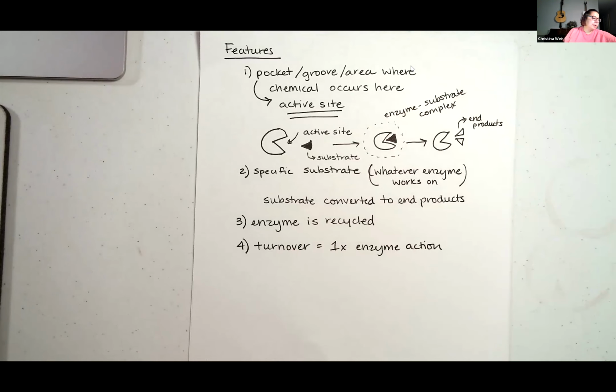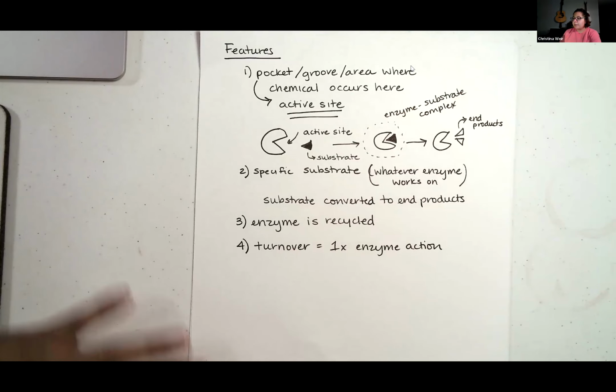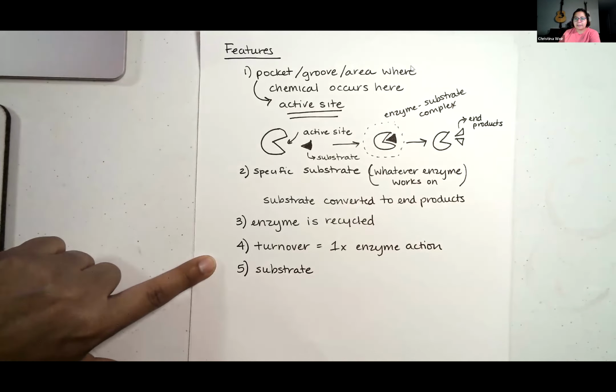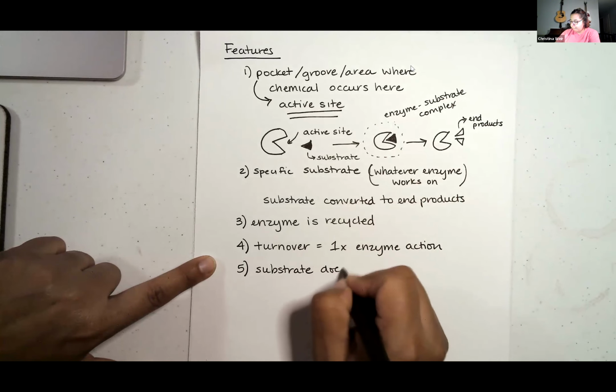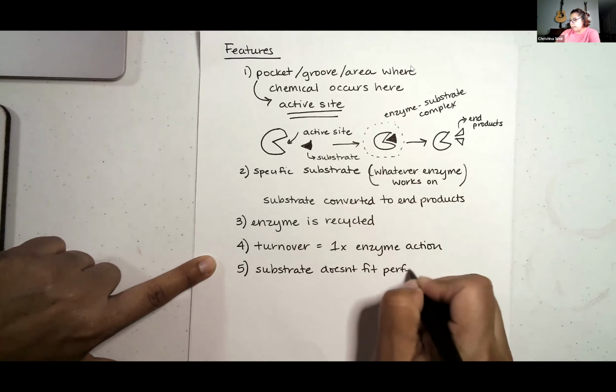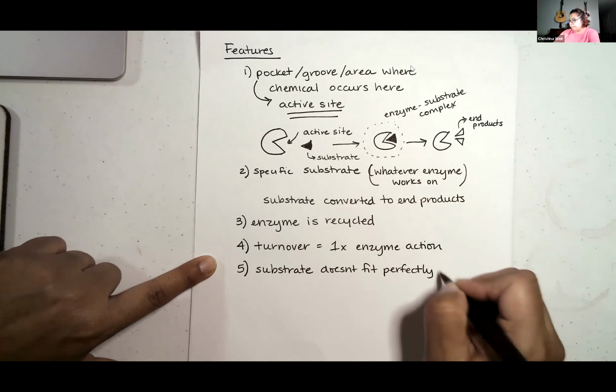Right, that's called the enzyme substrate complex. This is a temporary structure. It doesn't last for very long, but it's an important structure. Something that you should know about that structure is that the substrate, whatever your enzyme's working on, does not fit perfectly into the active site. It's not a perfect fit.